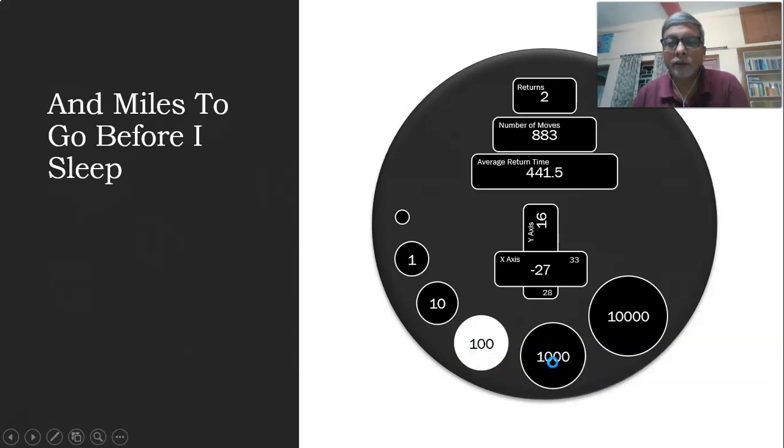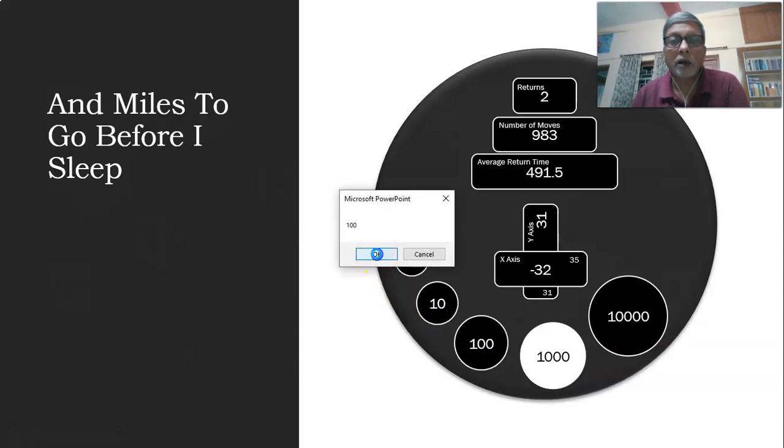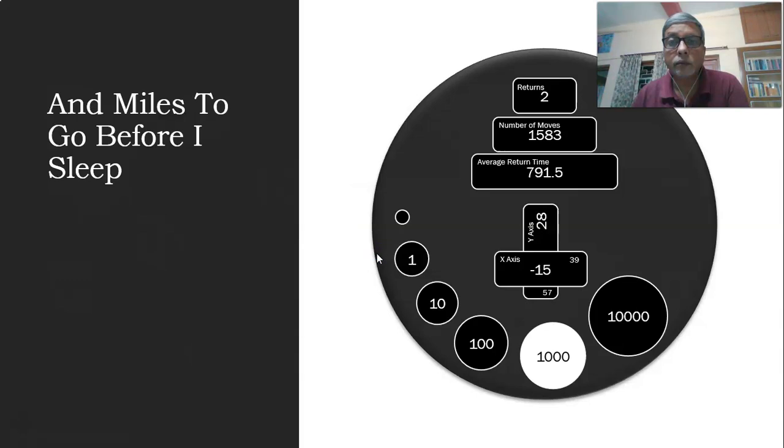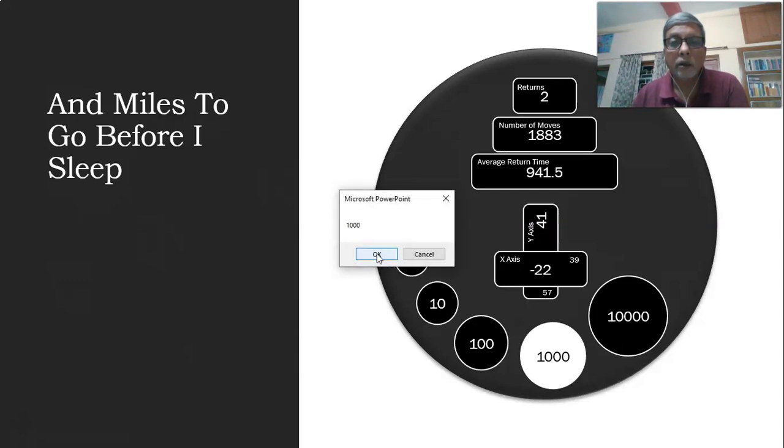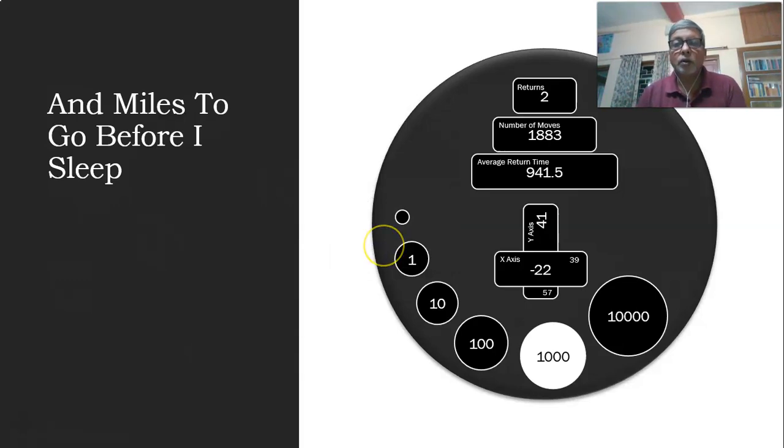Let me do 1,000. 100 moves are over. 400 moves are over. 800, 900, 1,000. So after 1,000 plus moves, the maximum I went along x-axis in absolute value is 39.